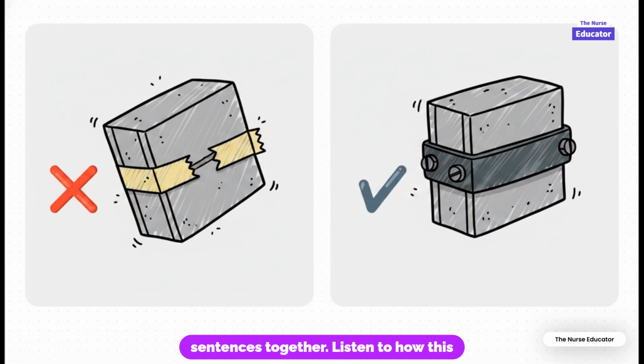Listen to how this fails structurally. I love classical music, it makes me feel joyful. Both halves of this sentence are complete rooms. That poor little comma just collapses under their weight. But by upgrading that weak tape to a sturdy semicolon, we provide the structural integrity the sentence desperately needs to support both of those independent thoughts.